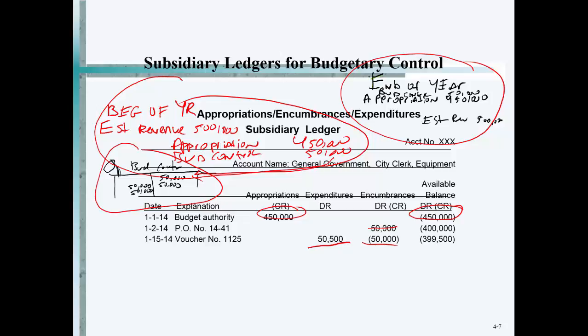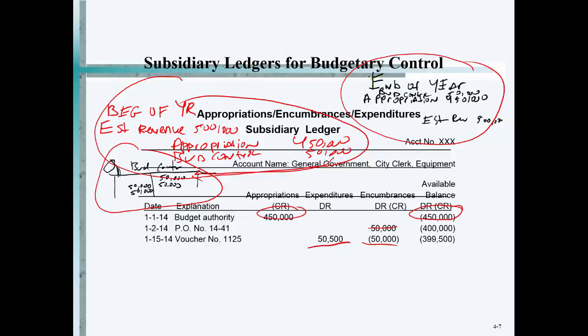And so what happens? We debit the actual expenditure. It was $500 more, and so now if somebody comes in and says, hey, well, I know we have $400,000 left. How about a piece of equipment for $400,000? We have to say, too late. The actual expenditure has come in now, and we only have $399,500 left, right? Okay, so this provides us with budgetary control.